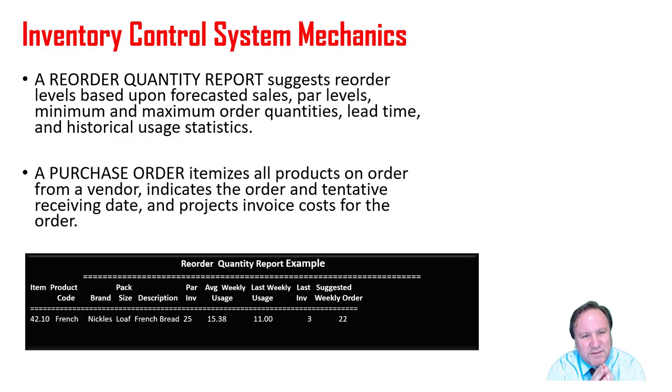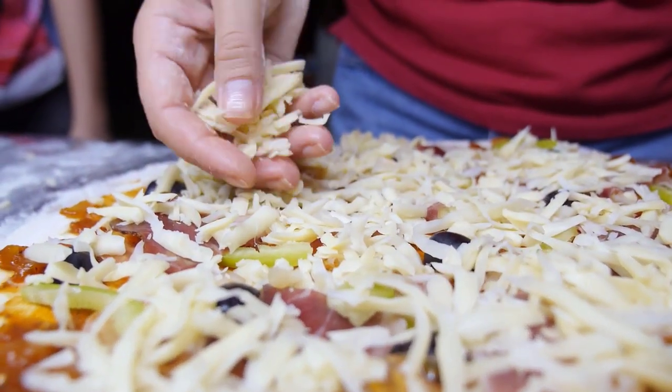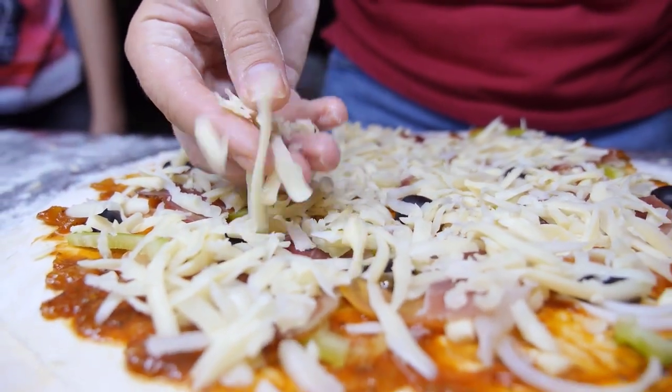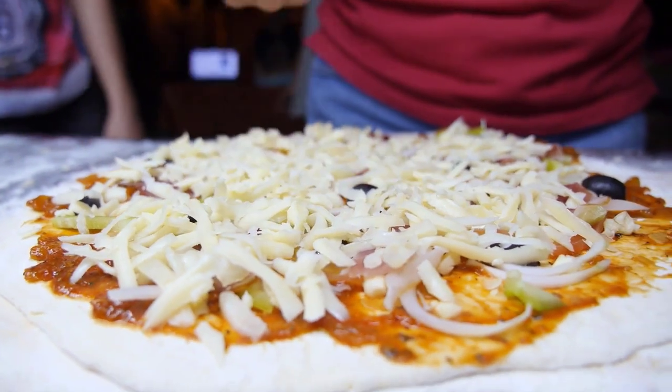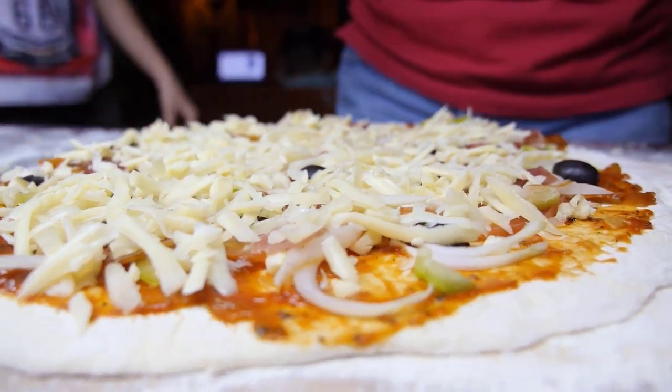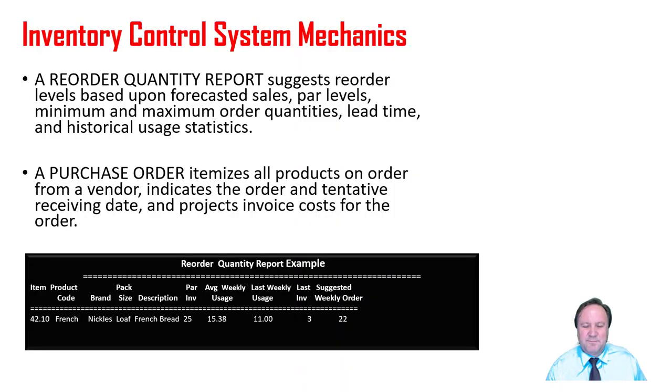And reorder quantity reports suggest reorder levels based upon forecasted sales, par levels, minimum and maximum order quantities, lead time and historical usage statistics. What I mean is, let's assume that you have an Italian restaurant, a pizzeria, and you have a 6-cheese pizza. Two of the cheeses are literally imported from Italy, and you get them from a distributor, but the problem is that it takes 2 or 3 weeks to get it once you order.